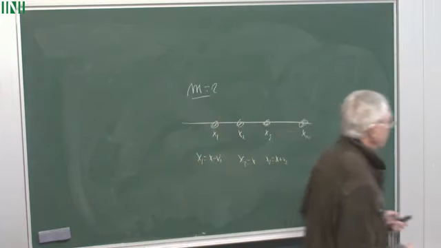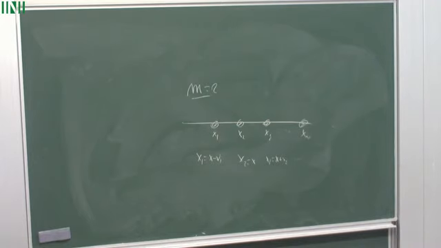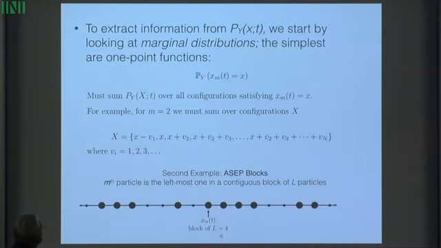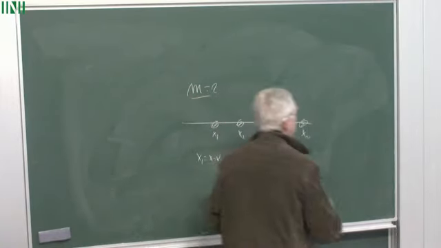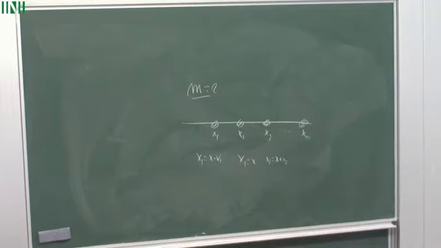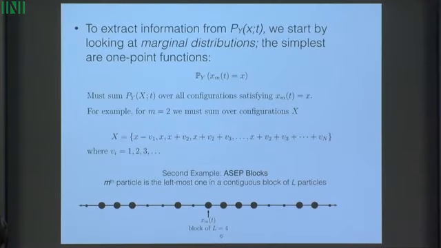What do I have to do? Well, to get the probability that x2 of t equals x, I have to sum over all states which lead to this event. Well, in this notation, v1 could be 1, 2, 3, v2 could be 1, 2, 3, and so on. And so I need to sum over all these elementary events to get the event that xm of t equals x.